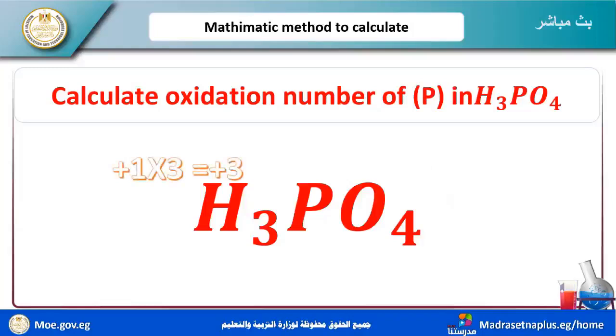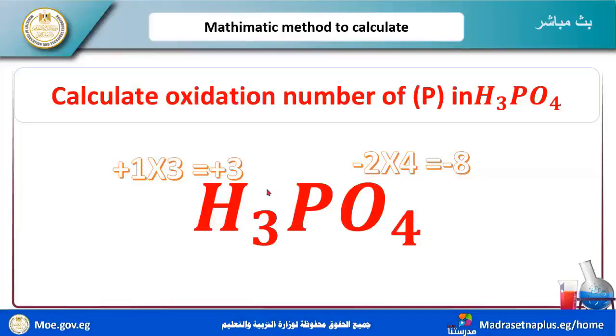We have +1 times 3, which is +3. Okay, this is known. Oxygen, 4 times -2, equals -8. We have two sides, +3 and -8. The summation equals -5. You must use your calculator to know that.